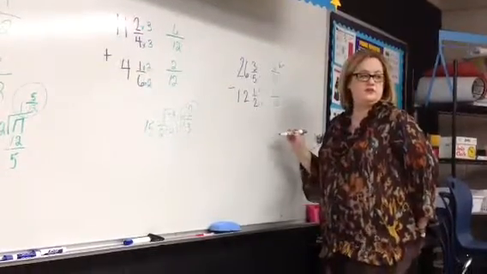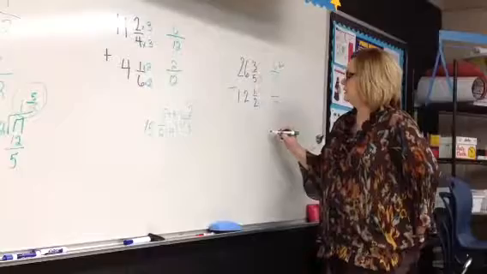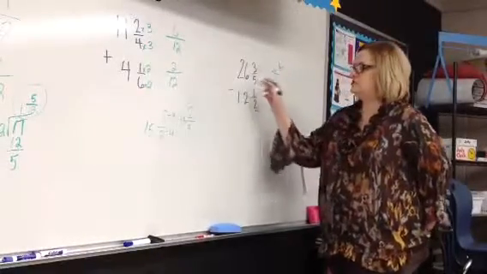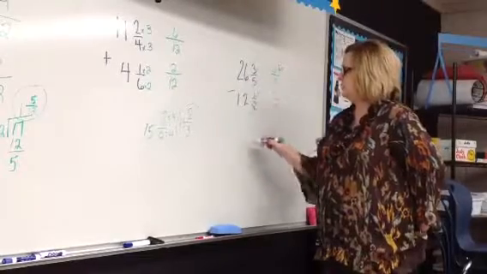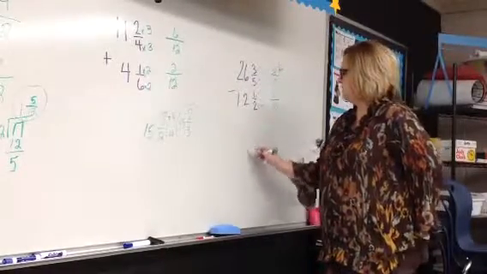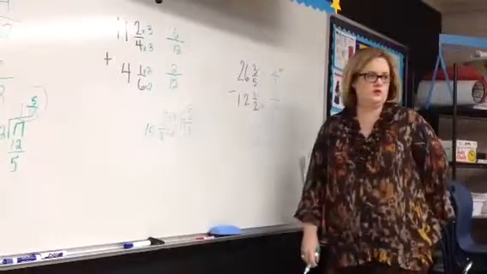6 take away 5 is what? 1/10. And then I just subtract. 6 take away 2 is 4. 2 take away 1 is 1. So my final answer is 14 1/10.